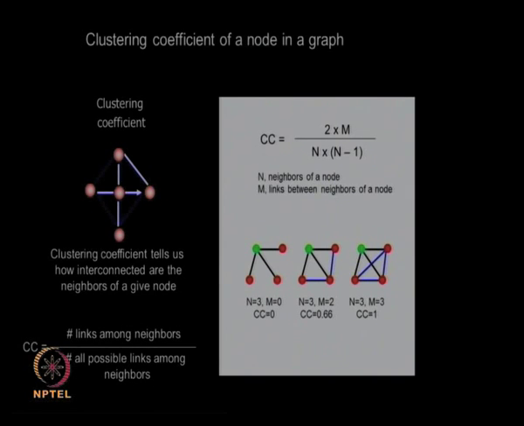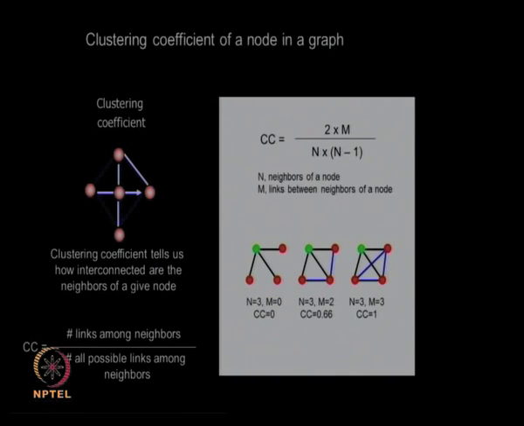Now, let us look at an example. In this figure that you see, in the first example, the fluorescent green node has 3 connections, 3 red dots are connected to it. However, if you ask the number of connections between the red dots, it is 0. There are 0 connections between the red dots. But if they were fully connected, you would see that they will have 3 edges between them. So, the clustering coefficient of the fluorescent node right now is 0 upon 3.